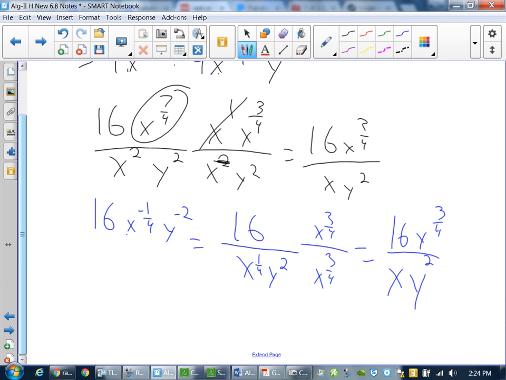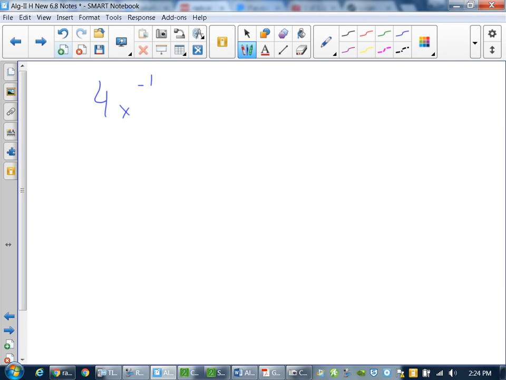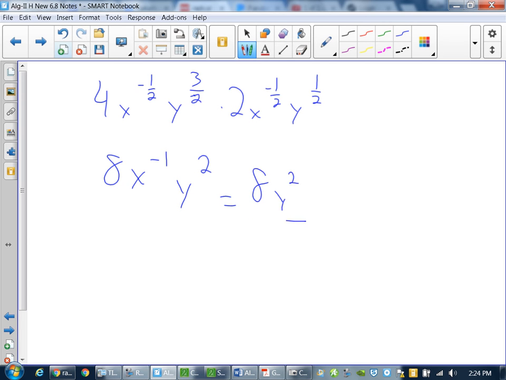Guys, hold on. The 4x to the -1/2 times the 2x to the -1/2, to make it a positive exponent? No, you don't make those positive. Same base, different exponents. When you're multiplying, you add the exponents. So when you do this one, you're going to get 8x to the -1, y to the 4/2, which is 2. This becomes 8y squared over x.